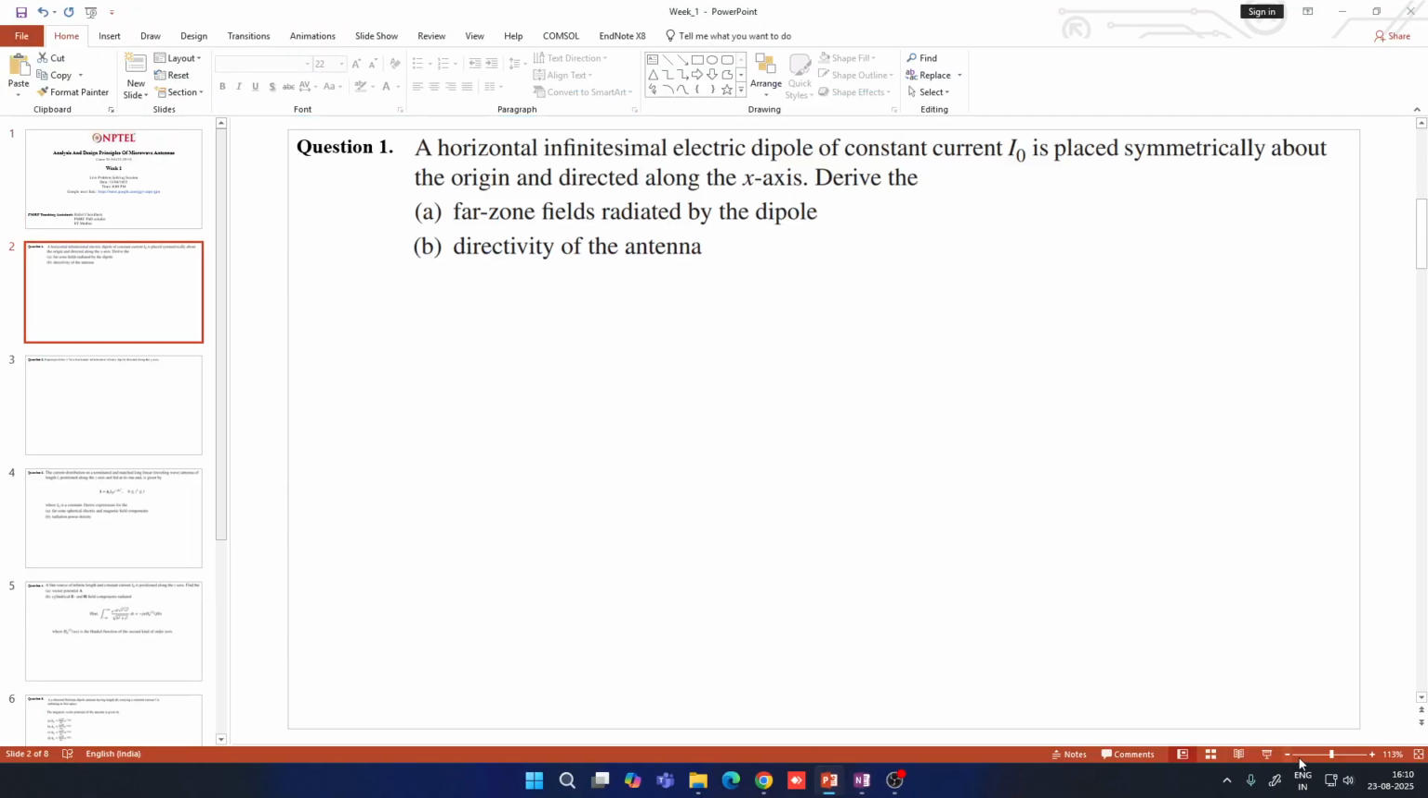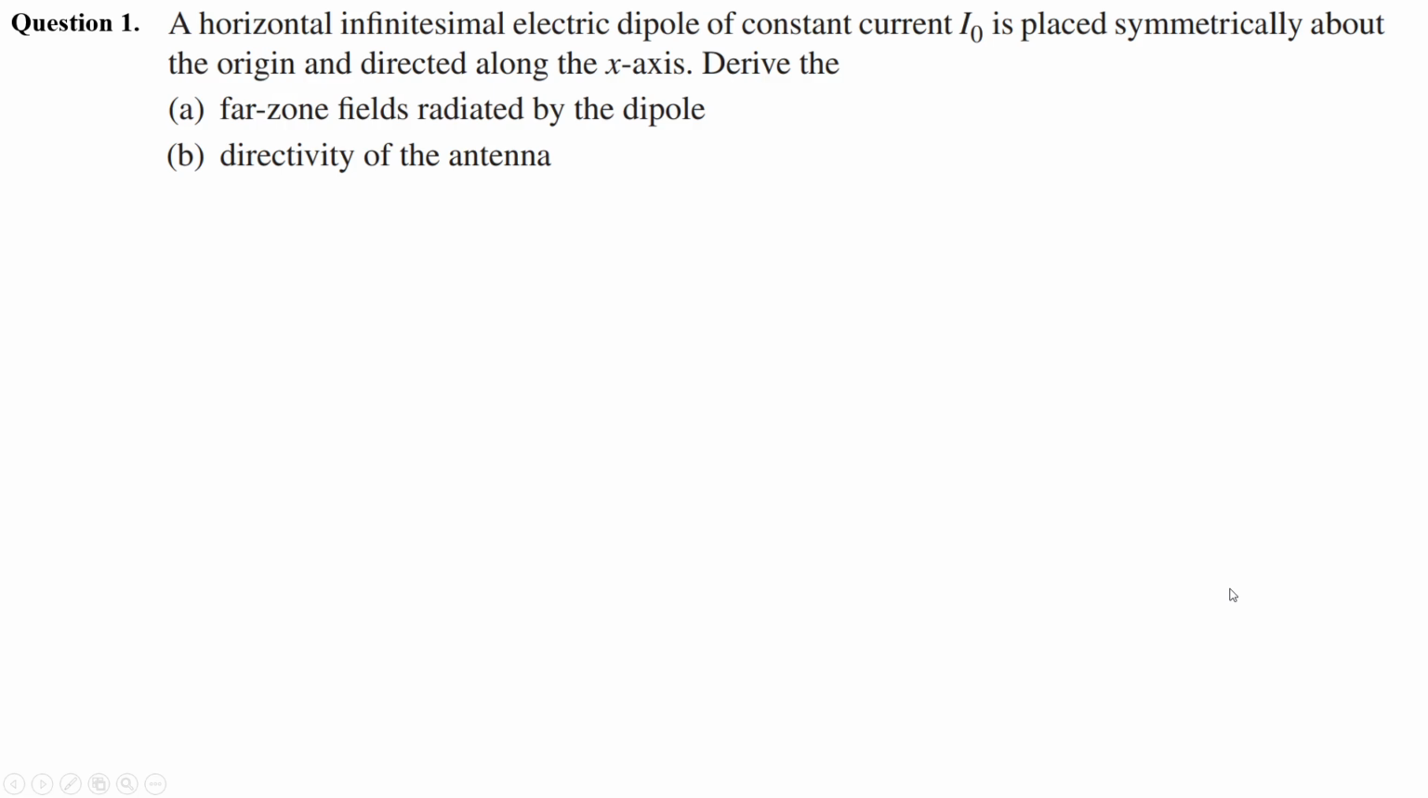Question number 1 is: a horizontal infinitesimal electric dipole of constant current I naught is placed symmetrically about the origin and directed along the x-axis. We have to derive the far zone fields radiated by the dipole, and also we have to calculate the directivity of that antenna.